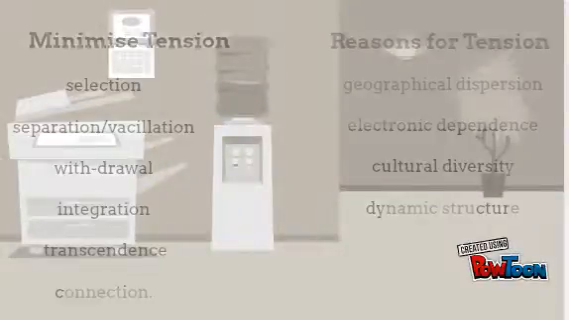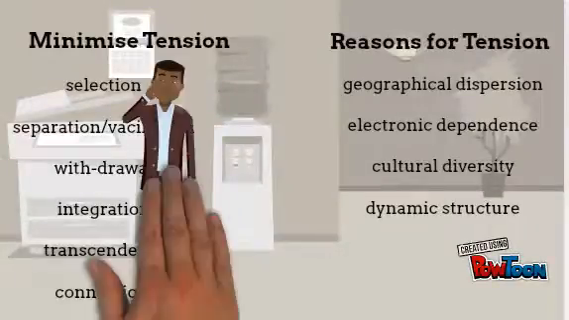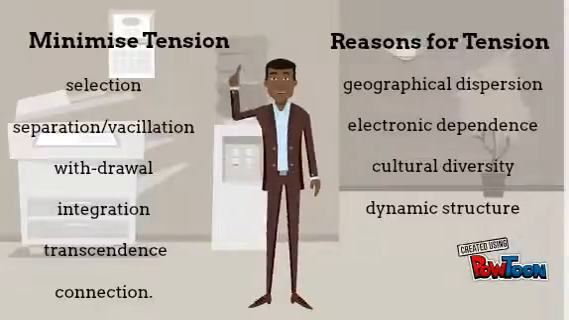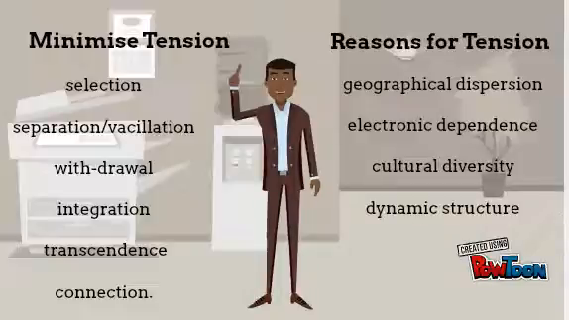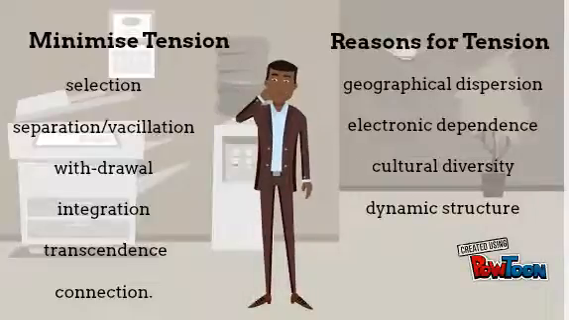Within this reading, literature reviewed suggests that there are multiple ways in which to manage and minimize tension. These can be through selection, separation/vacillation, withdrawal, integration, transcendence, and connection. There are multiple different reasons as to why virtual teams can break down. Geographical dispersion, electronic dependence, cultural diversity, and a dynamic structure are all forces that can lead to these breakdowns. This can be due to the lack of coordination, cultural misunderstandings, and the loss of teamness.